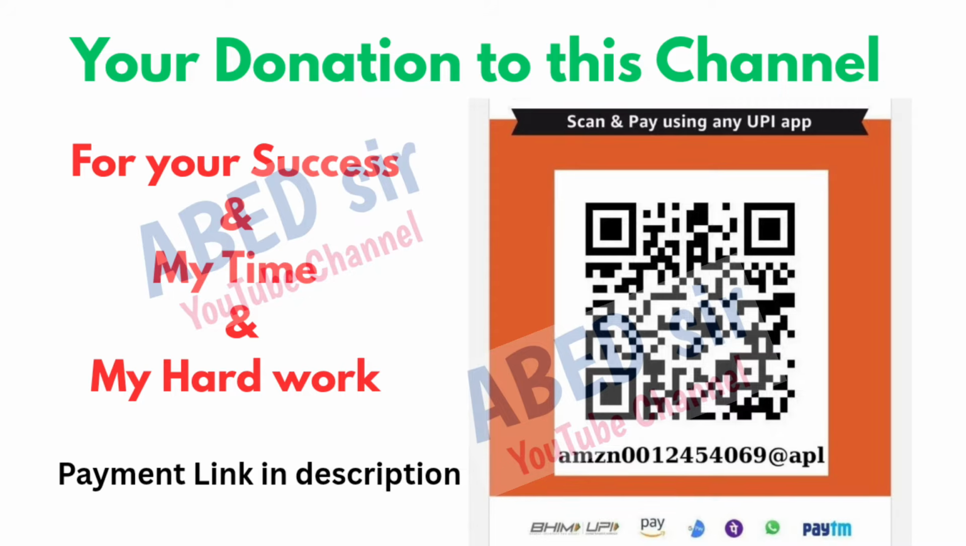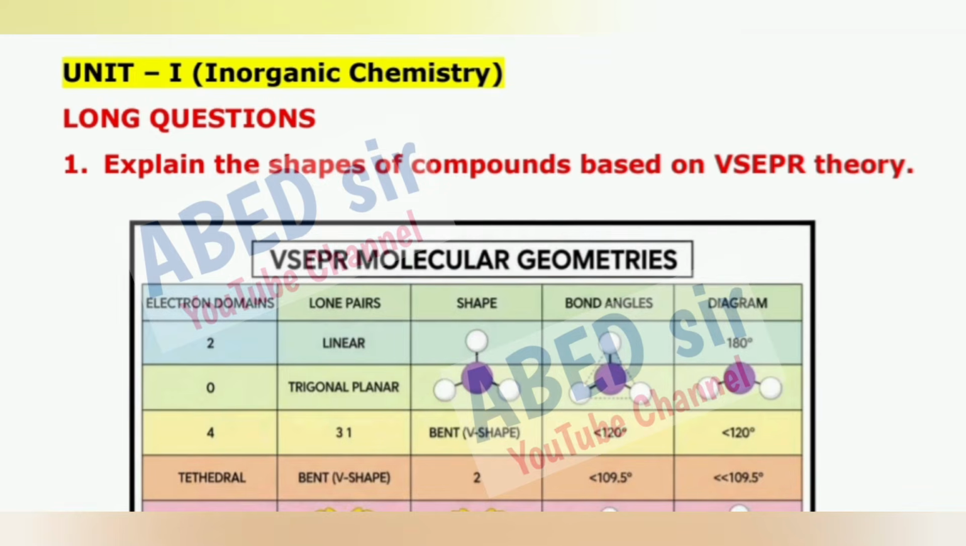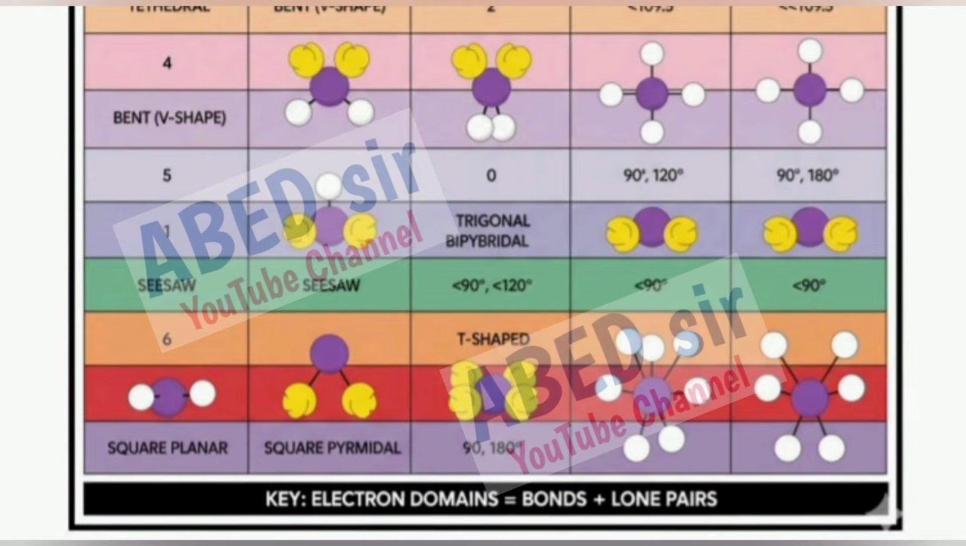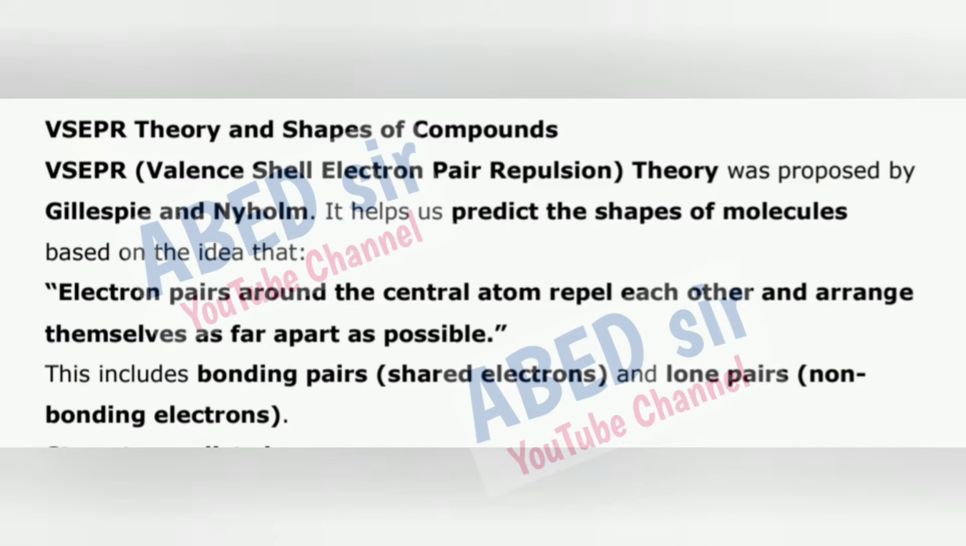Long questions. The first important long question is: explain the shapes of compounds based on VSEPR theory. VSEPR, valence shell electron pair repulsion theory, was proposed by Gillespie and Nyholm. It helps us predict the shapes of molecules based on the idea that electron pairs around the central atom repel each other and arrange themselves as far apart as possible. This includes bonding pairs, shared electrons, and lone pairs, non-bonding electrons.